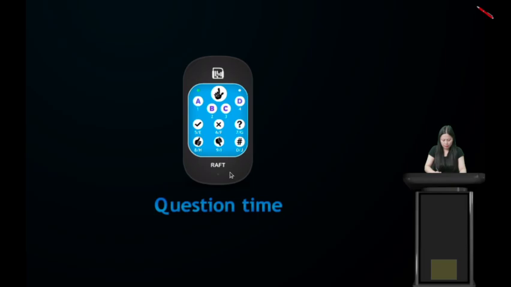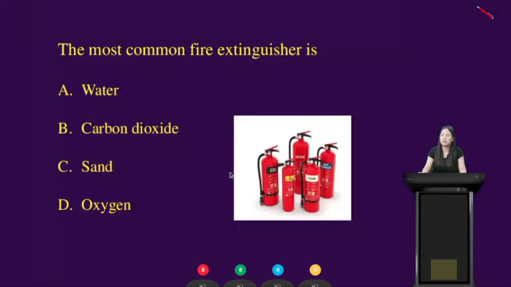Alright students, let us answer one more question. Please get your rough devices ready. The question is, the most common fire extinguisher is which of the following? Water, carbon dioxide, sand, oxygen. We have four options, A, B, C and D. So which of these options is the correct answer? I'm giving you 15 seconds to respond to this question. Your time starts now. The most common fire extinguisher is water or carbon dioxide or sand or oxygen.